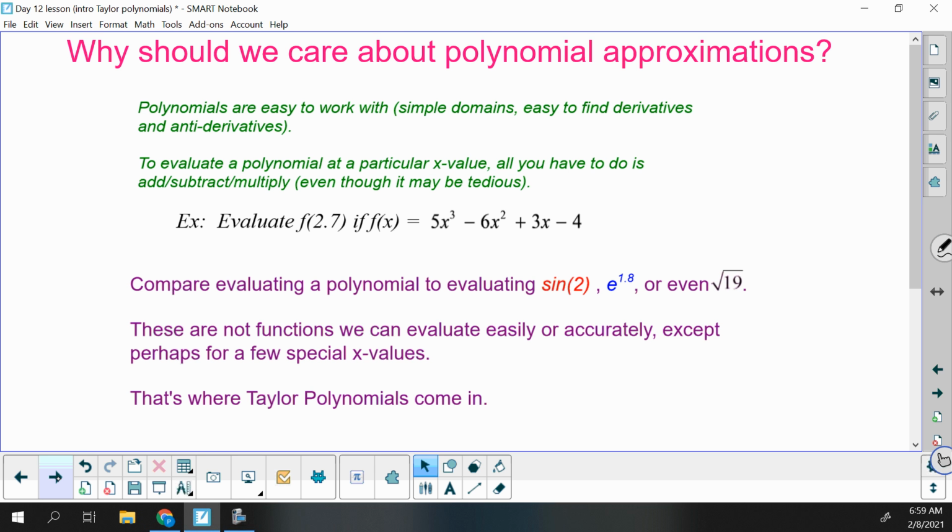But if you had, say, sine of 2.7 or e to the 2.7 or square root of 2.7, those would not be that nice to work with. So if you can write those other functions in terms of a polynomial, that makes life a whole lot easier.